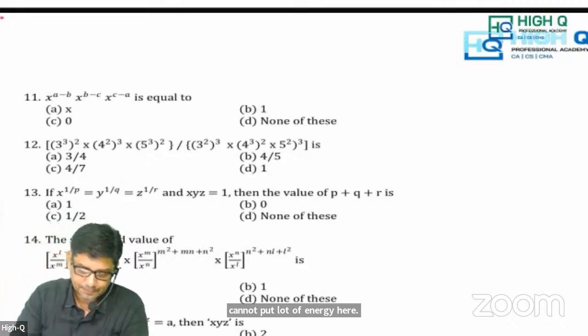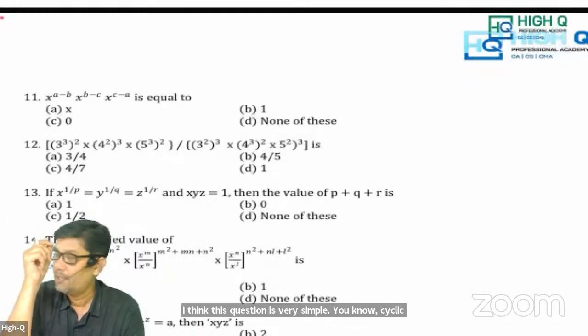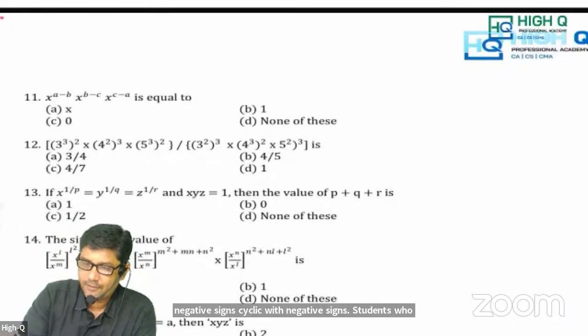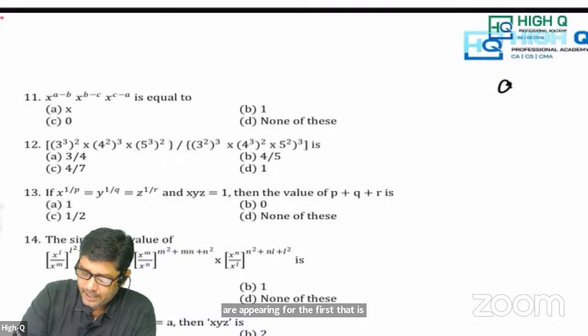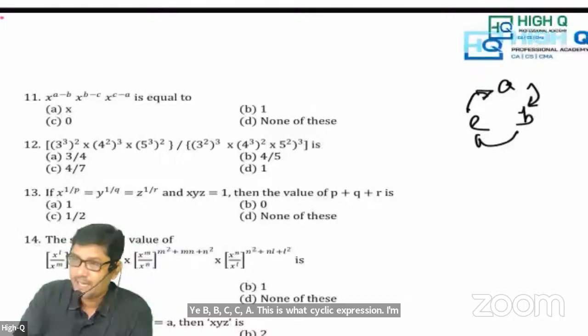Okay, next one. I think this question is very simple. Cyclic with a negative sign. Students who are attending my lecture for the first time, what is it, my dear? A minus B, B minus C, C minus A. This is a cyclic expression. Am I right, my dear?